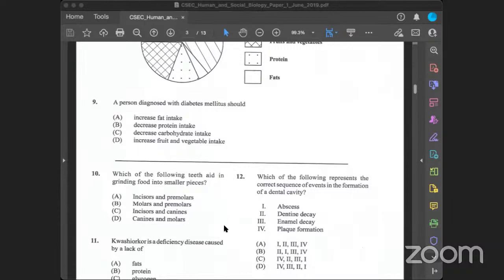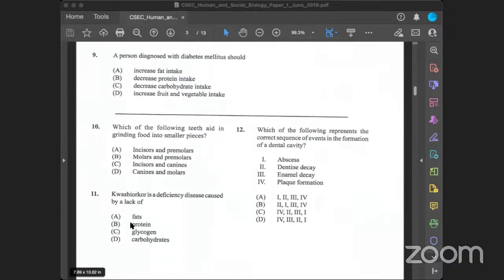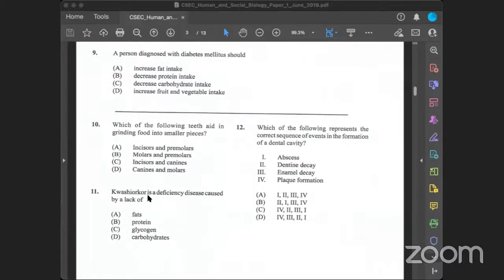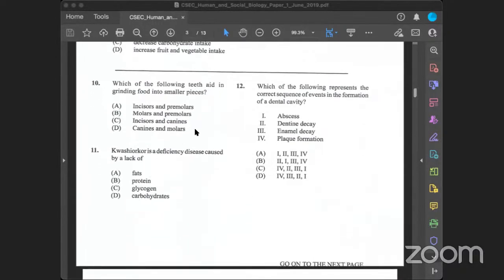Which of the following teeth aid in the grinding of food? Crushing and grinding is what? B, the molars and premolars. That's your molars and premolars. Kwashiorkor is a deficiency of what? Protein. Good. What's marasmus? Deficiency of what? Protein and carbohydrates. Good.